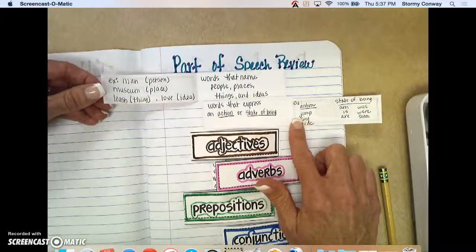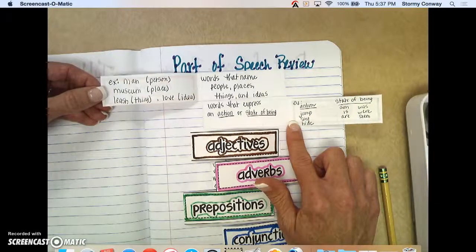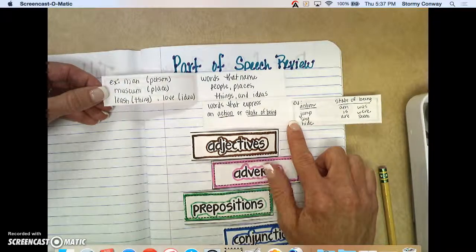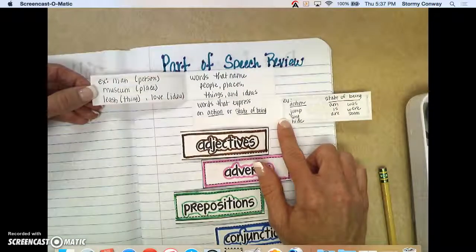Now, verbs are words that express an action or state of being. You have 3 kinds of verbs. You have action verbs, state of being verbs, which are also called linking verbs, and helping verbs. We'll get into those later. However, action verbs, some would be jump, sing, and hide.